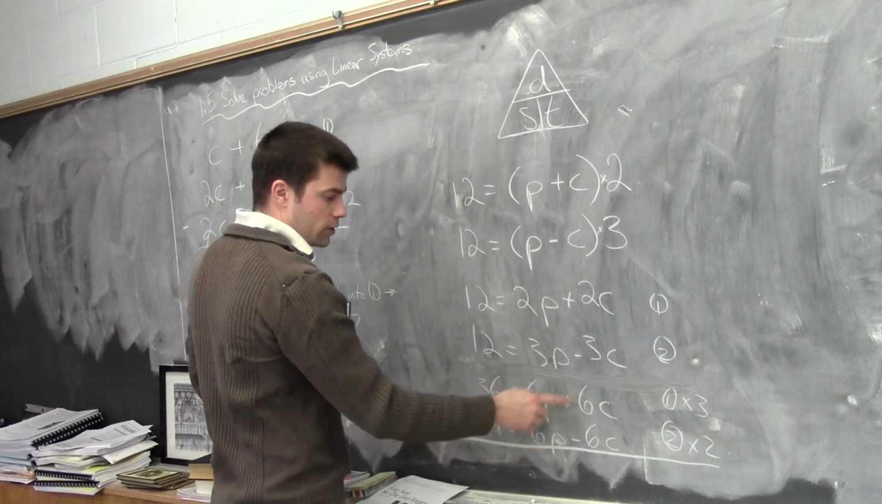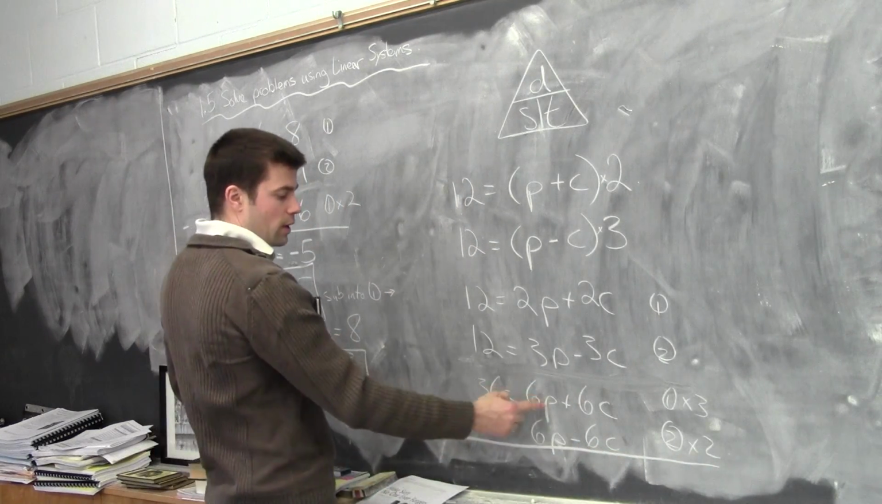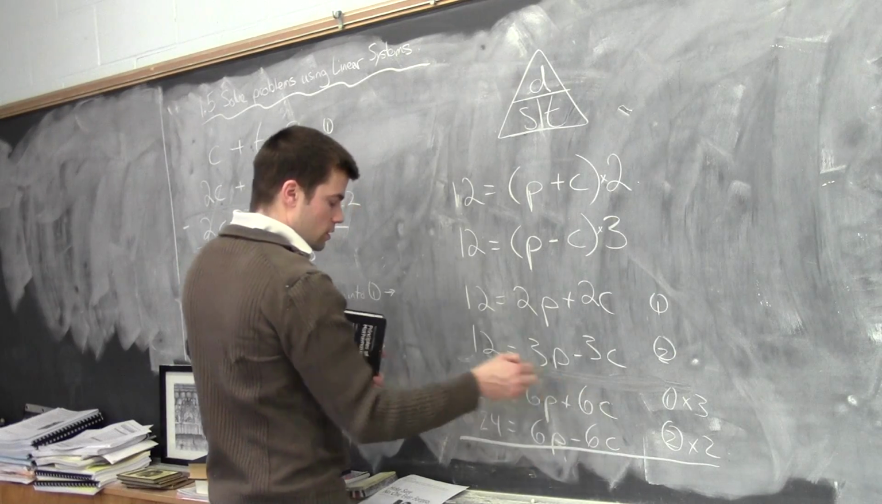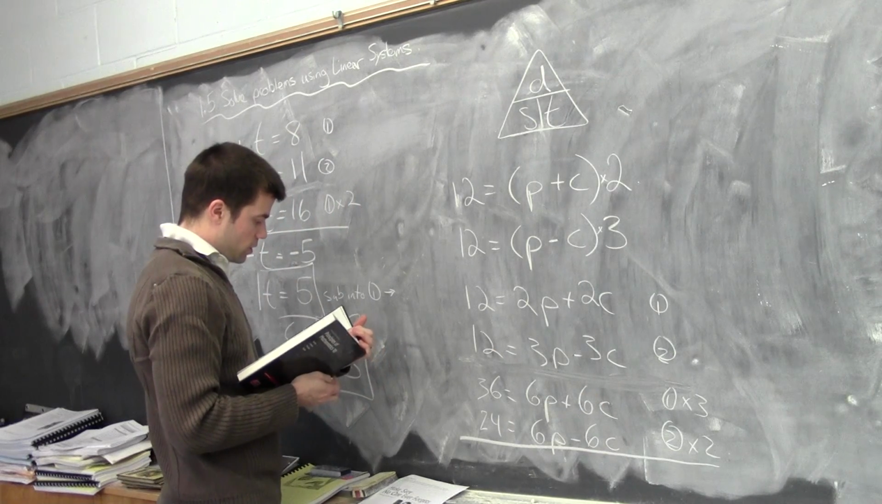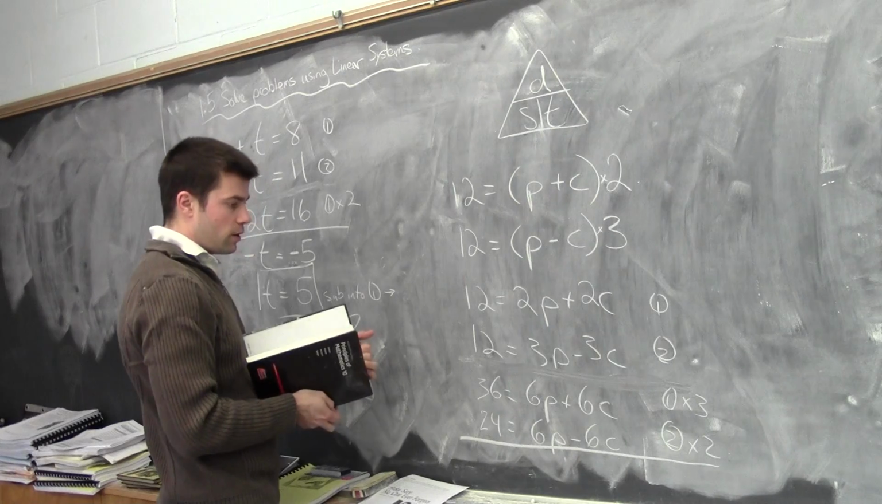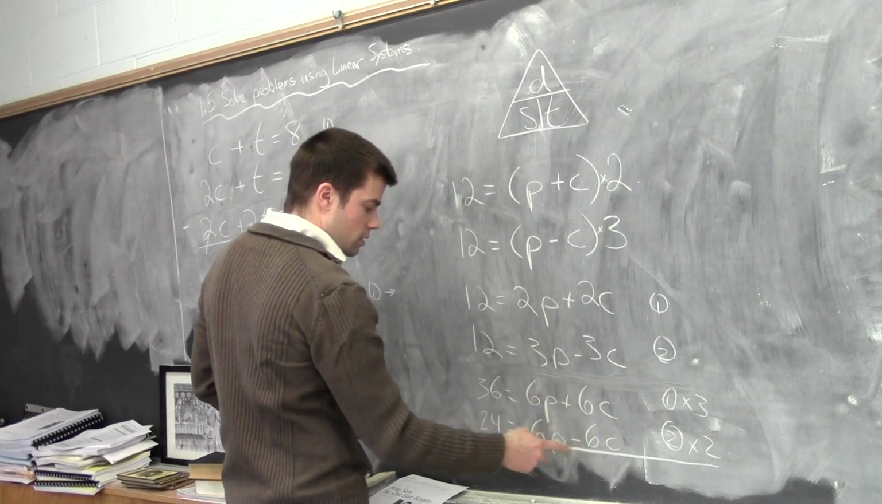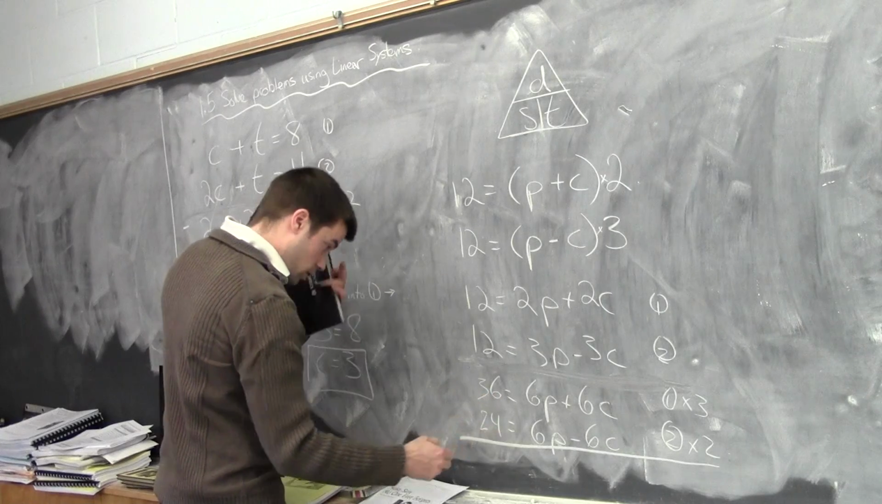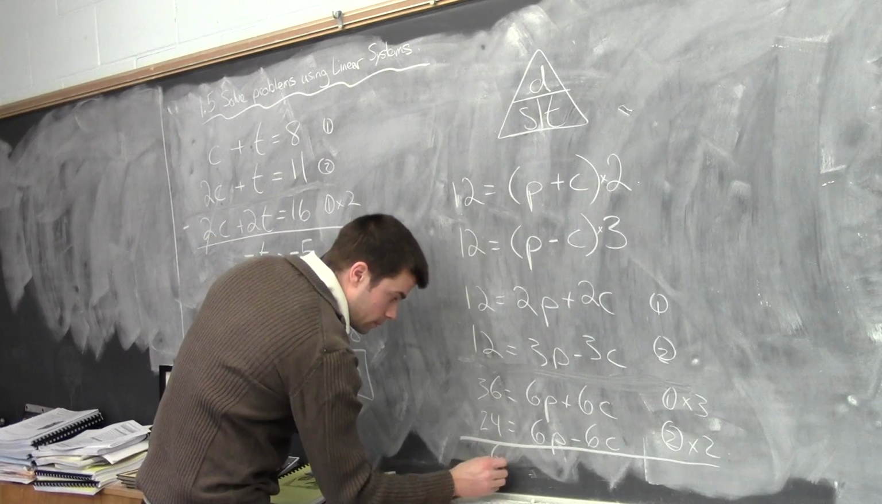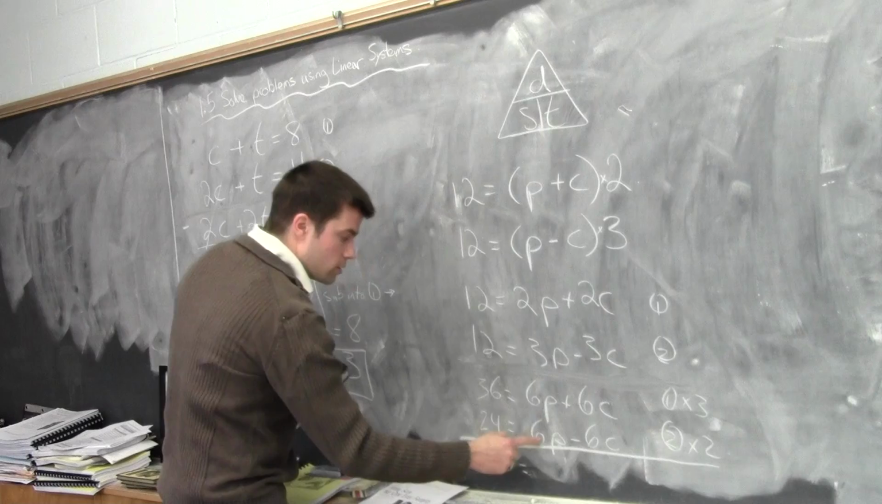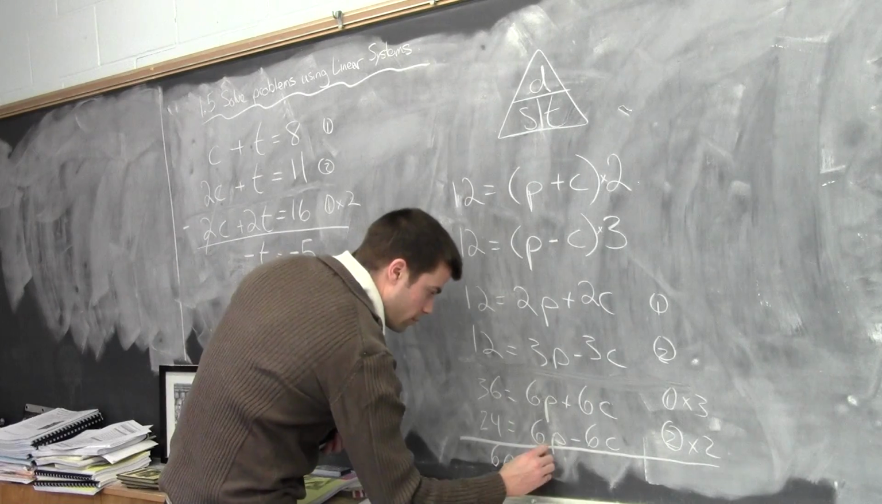Now I have my coefficients the same, so I can either eliminate my p's or eliminate my c's. The first question says, what was the average paddling rate of the canoeist? So we want to solve for p, so let's add to eliminate the c's. So 36 plus 24. These are going to get added, so we have 12p.